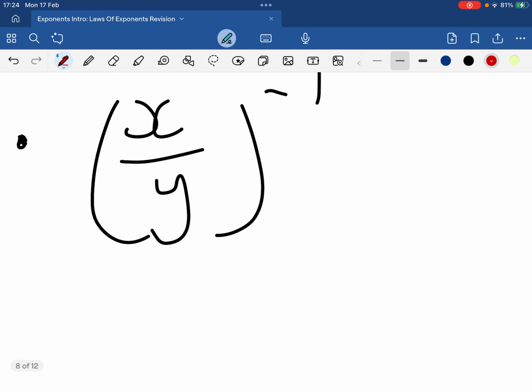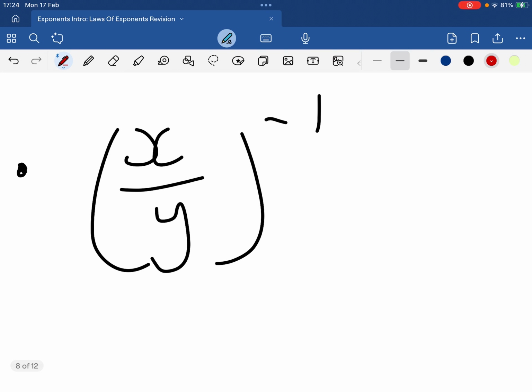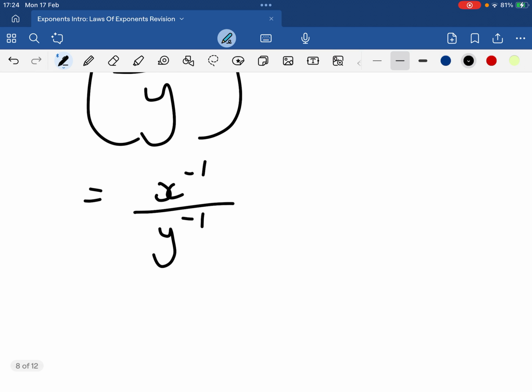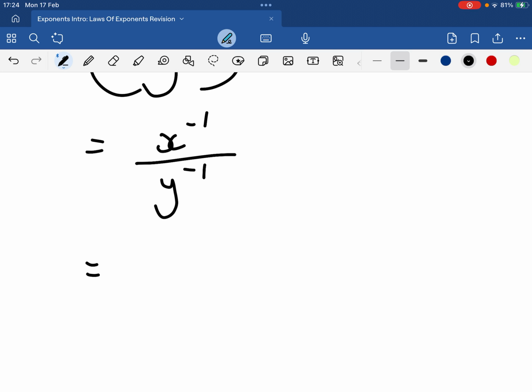If you had x over y, all to the negative 1, what do you think the answer would be? Well, we know that this negative 1 must be distributed to both those bases, right? So you could say this is x to the negative 1 over y to the negative 1. But then, because we don't like negative exponents, the y would come up and have a positive 1 as an exponent. The x would go down and have a positive 1 as an exponent. But again, we don't write that 1.